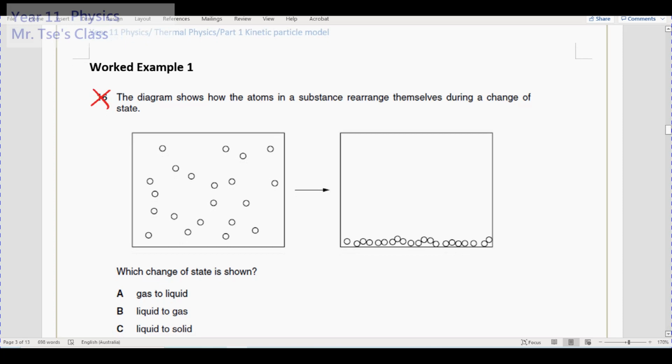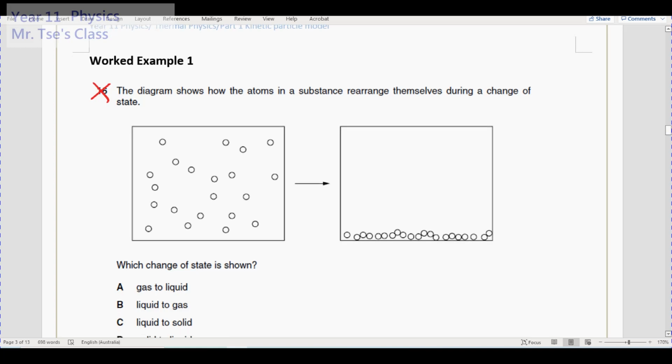So that's why you see some question numbers which don't match the number of worked examples.